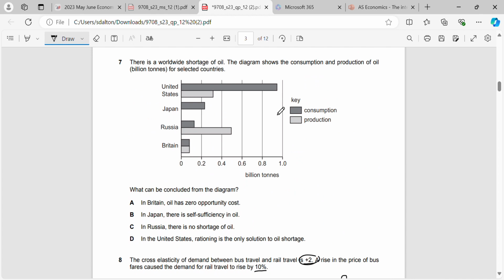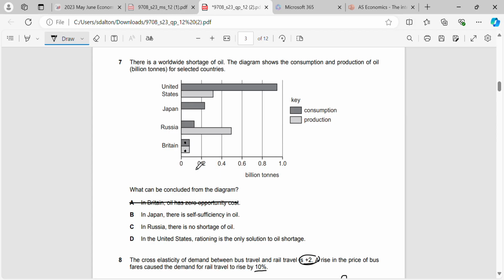Okay, there's a worldwide shortage of oil. The diagram shows the consumption and production of oil in billion tons for selected countries. What can be concluded from the diagram? So A, in Britain oil has zero opportunity cost. Well, that's never going to be the case, right? Because oil will always have an opportunity cost, as will every good or service. Even though Britain is consuming and producing the exact same amounts of oil, that doesn't mean it has no opportunity cost, because the opportunity cost is what they could be producing instead of oil. So they will still have an opportunity cost irrespective of their consumption and production levels.